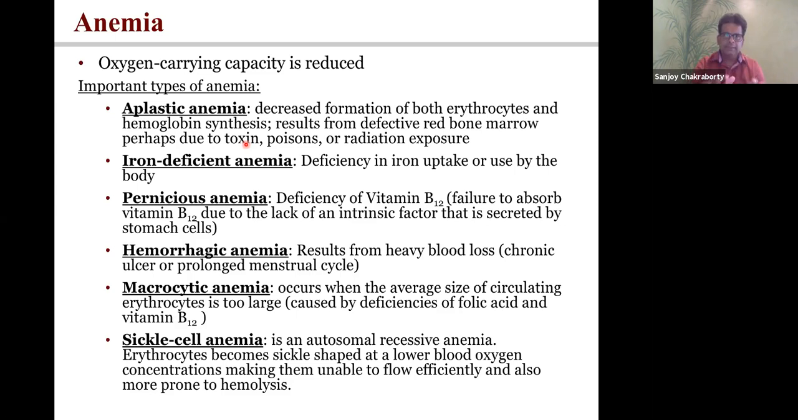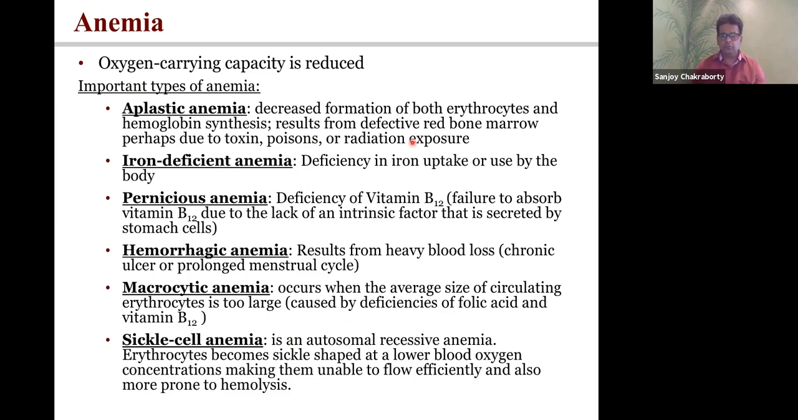So what I basically did, I listed the major types of anemias and individual reasoning. In this course you must know all of these. So aplastic or hypoplastic anemia is when your erythrocyte and hemoglobin synthesis is decreased. So we don't make any. Basically it results from defective bone marrow because of radiation, like nuclear radiation, toxins, drug use. All these things, even poison, can cause the reduction of the production of those blood cells, which leads to anemia.